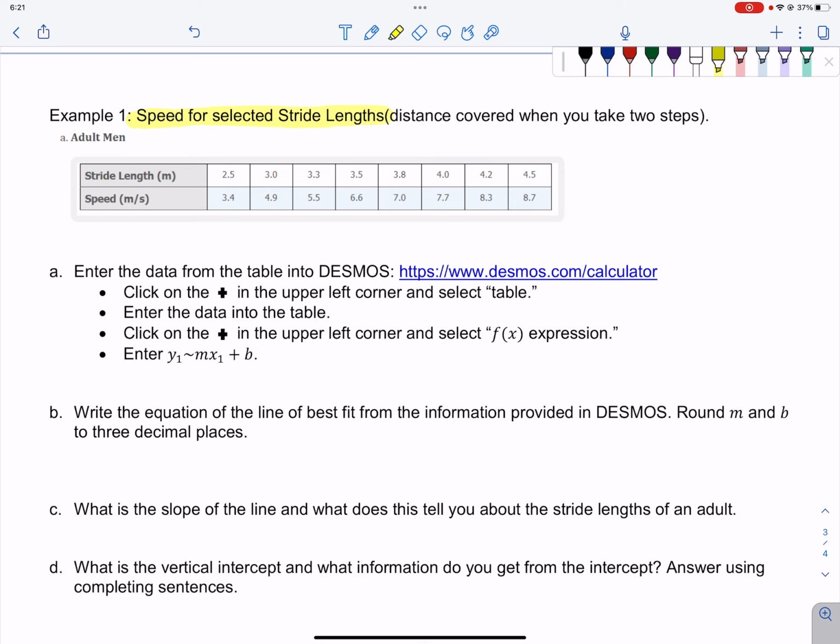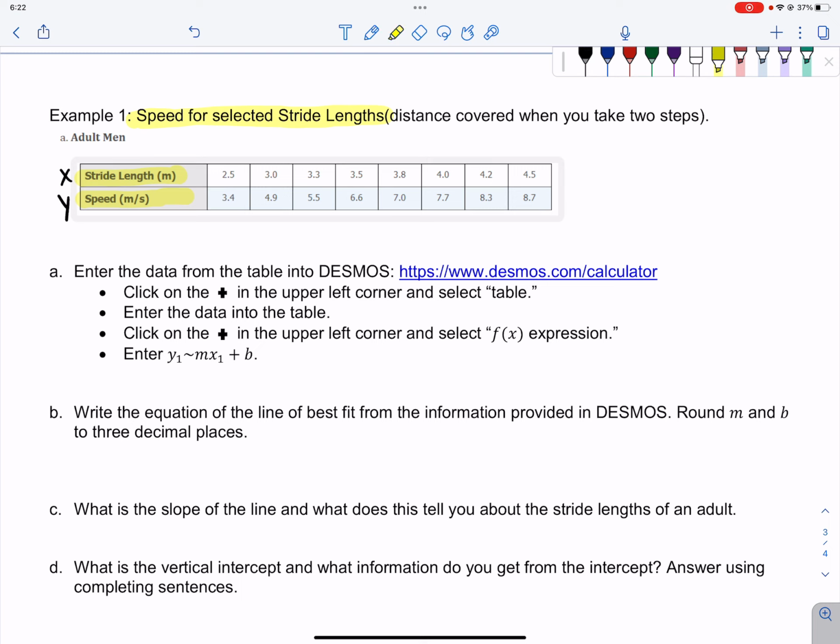In the top row, we have their stride length, and in the bottom row, we have their corresponding speed. Their speed is dependent on their stride length, so speed is our y and the stride length is our x. We have 8 ordered pairs, 2.5, 3.4, 3.0, 4.9, and so on, that we need to plot on a graph and get the best fit line that goes through them.